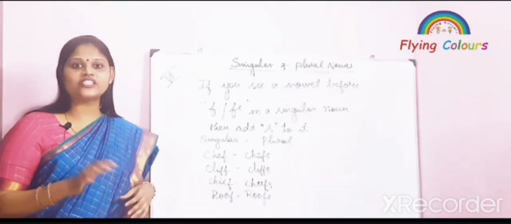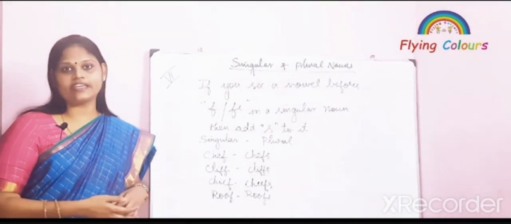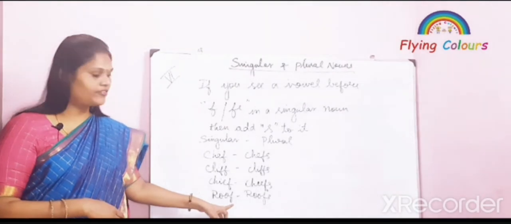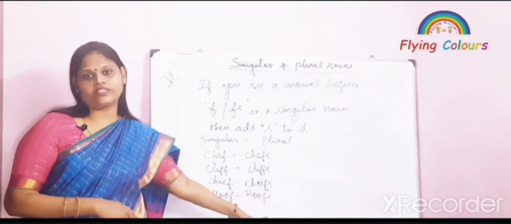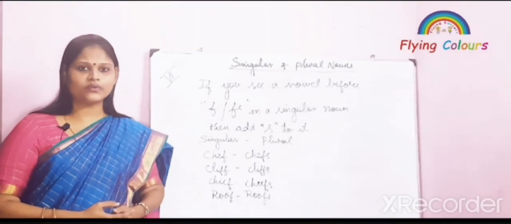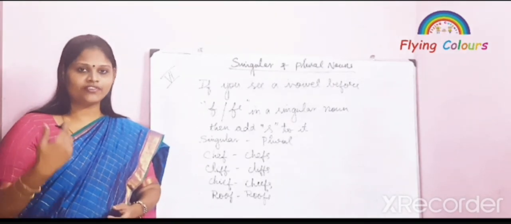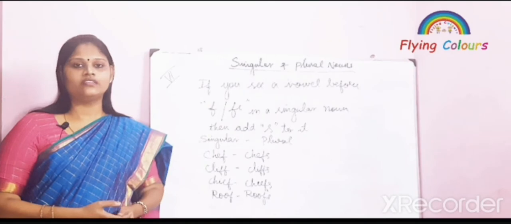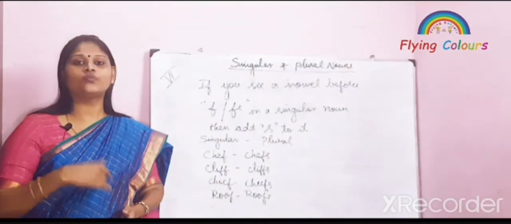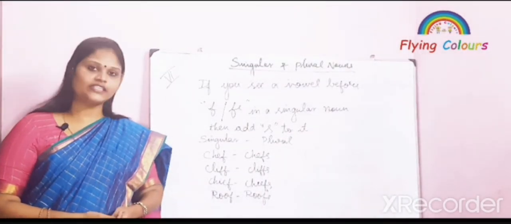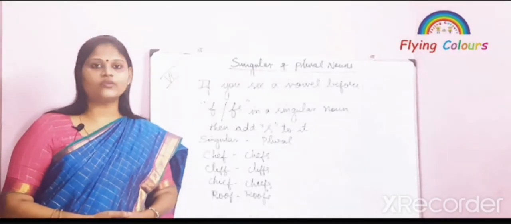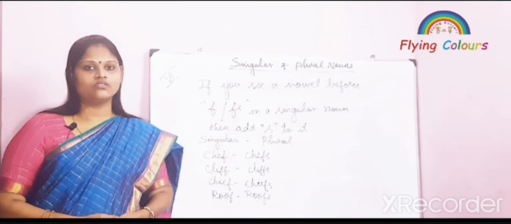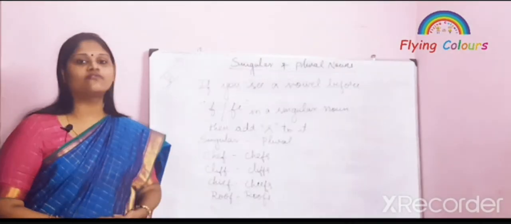You cannot say roofs as it ends in F. So if this noun ends in F, you should add S to it. These are all singular plural nouns. If you find F or FF at the end of the singular noun, just copy the singular noun. To make it plural, add S to it. I will be giving you more examples in the description box. You can go and check it out. So this is the sixth concept of singular plural nouns.